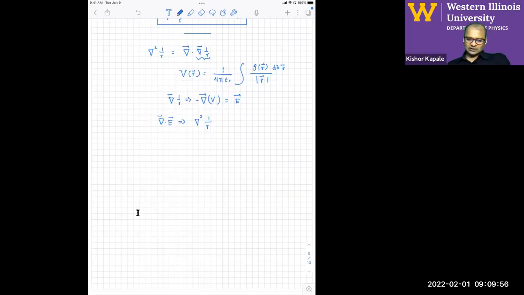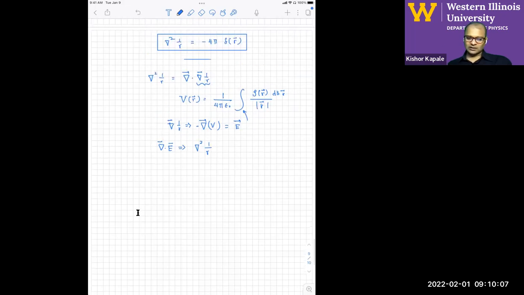It just makes integrals of this kind very easy to evaluate, because the integrand is now expressed in terms of the delta function, and so you can simplify things quite a bit. That's where the divergence theorem actually comes in.